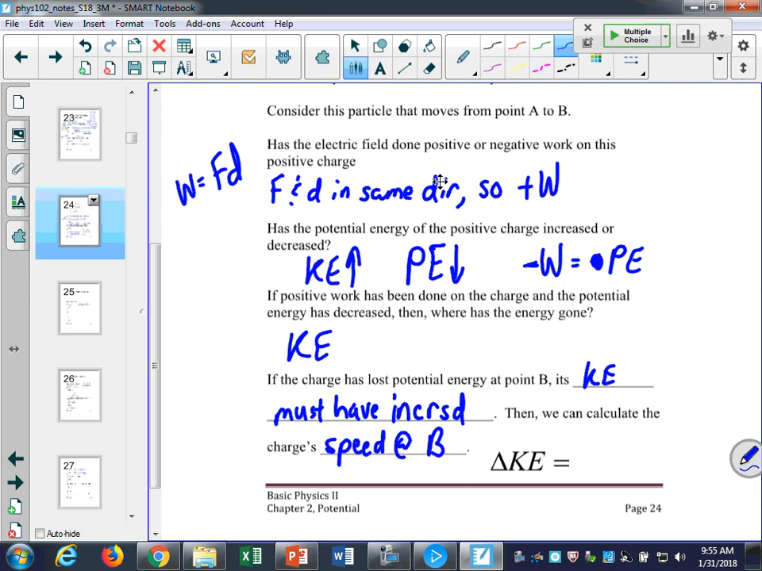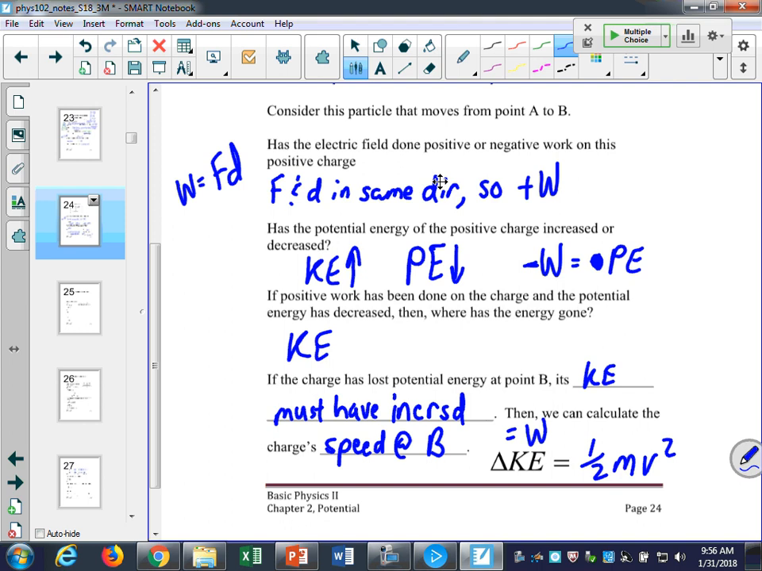At point B, rather. And remember, our kinetic energy is equal to 1/2 mv squared. And this kinetic energy will be equal to the work that's been done. By the way, I can calculate this work. Let's just go ahead and show it here.